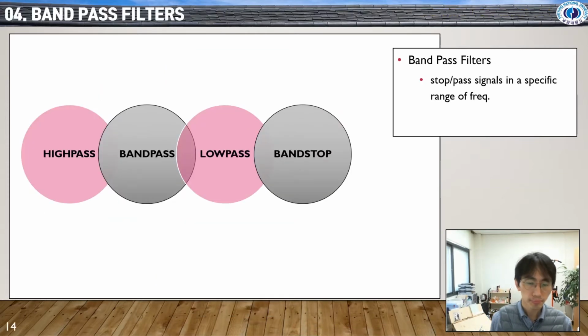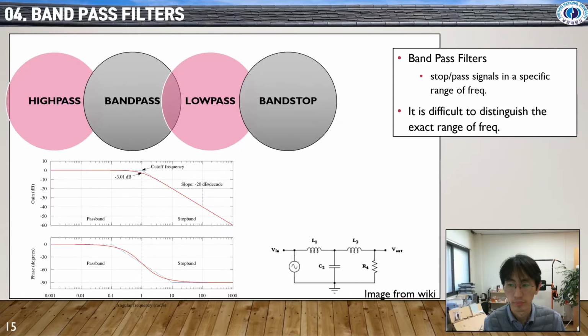Okay. Then how can we filter out a specific signal? This is the technique we call a filter. There are four kinds of filters: high pass filter, band pass filter, low pass filter, and band stop filter.